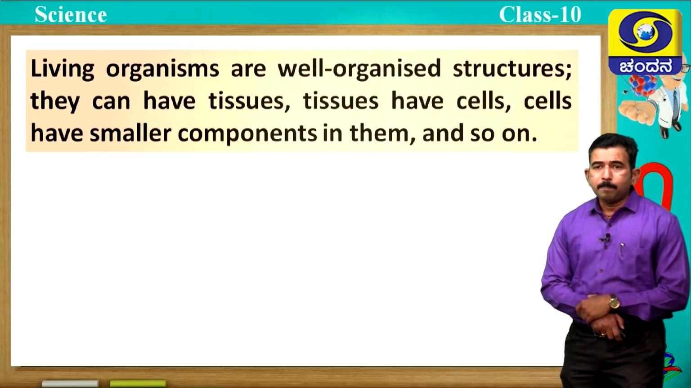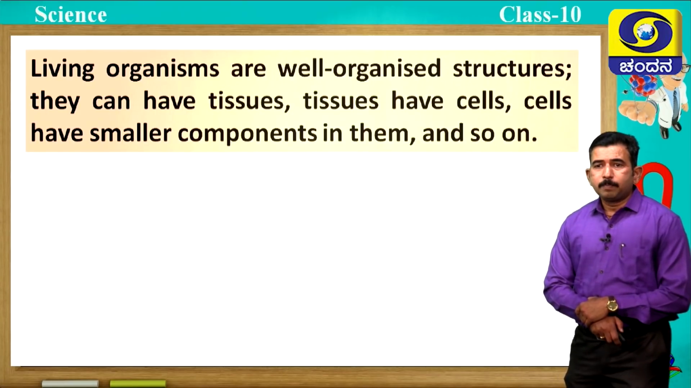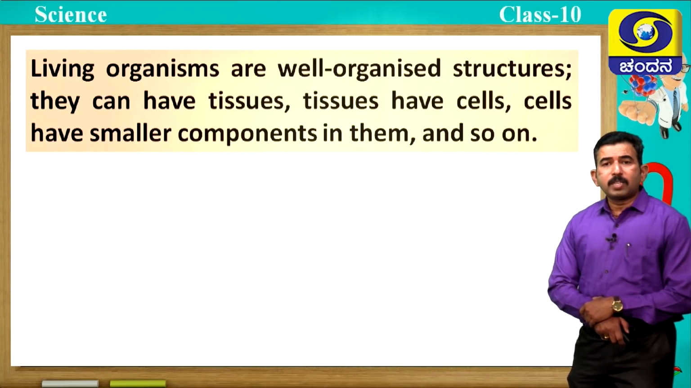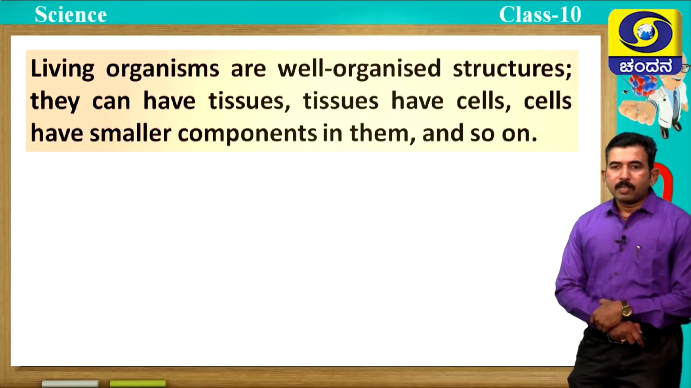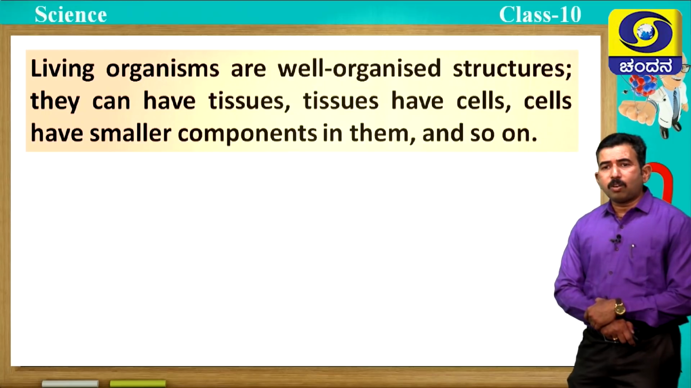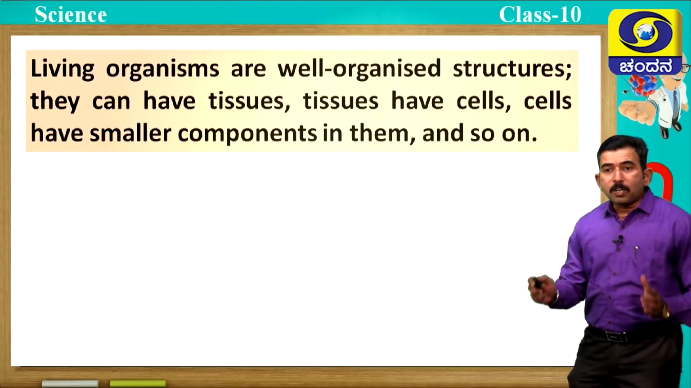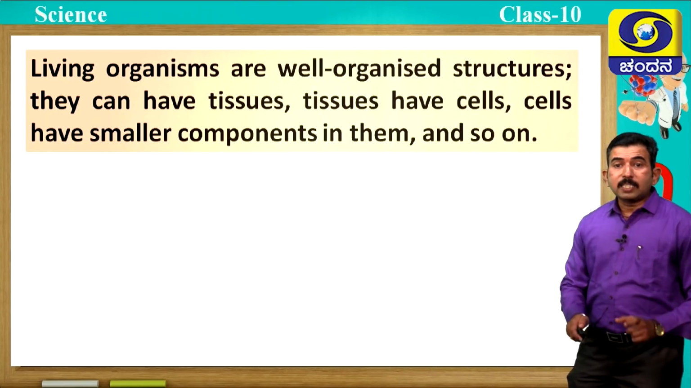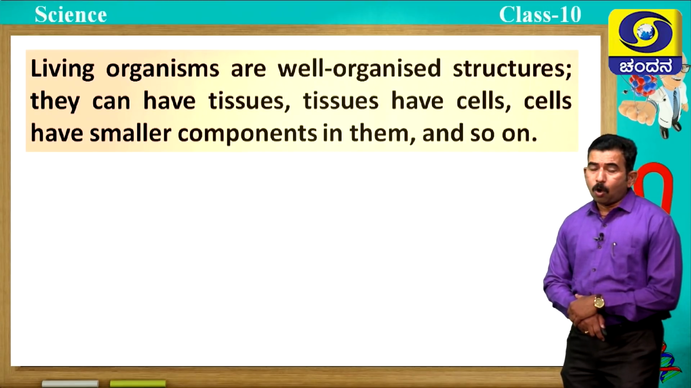We all studied that living organisms are well organized structures. They have tissues, and of course, these tissues have cells. A group of cells forms the tissues, and a group of tissues forms an organ. In complex organisms, they consist of different organ systems which are particular in their function. And of course, these cells also have some smaller components in them and so on.